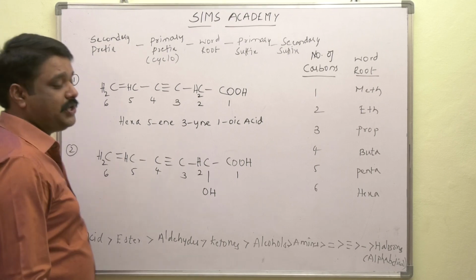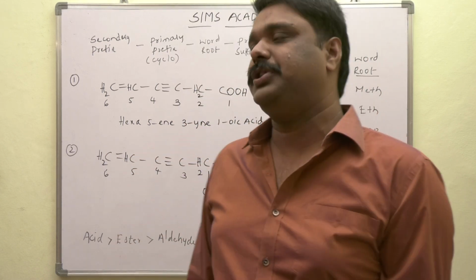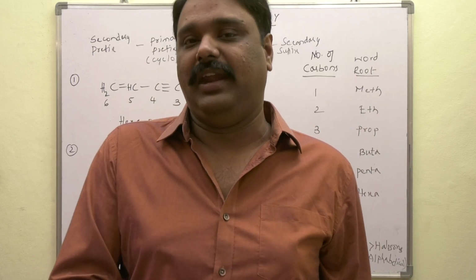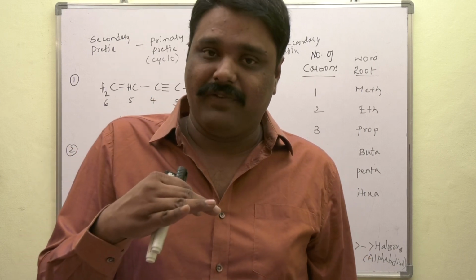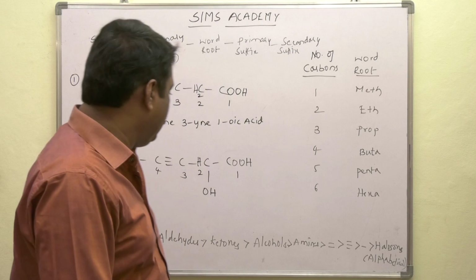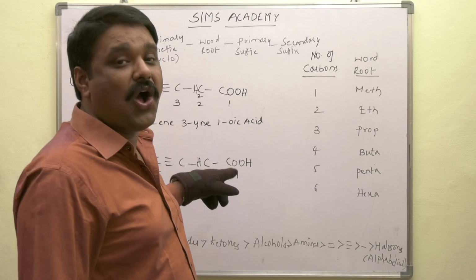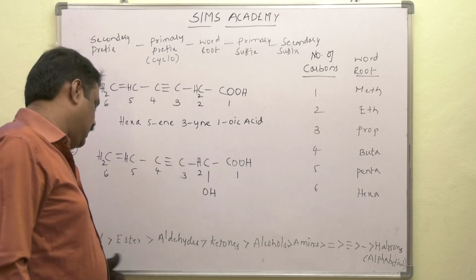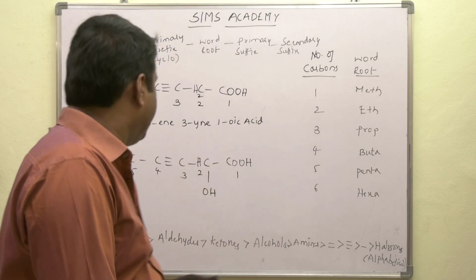Now, do we have any substituents? Yes. Whenever we have two or more functional groups, the highest prioritized one needs to be written as the suffix, and the least prioritized one should be taken as the substituent. Between an acid and an alcohol, which one needs to be given the high priority? Acid. Hence, this alcohol comes under the substituent.